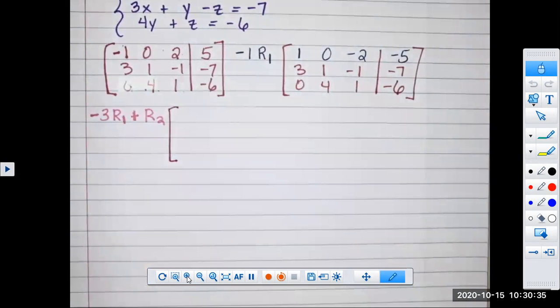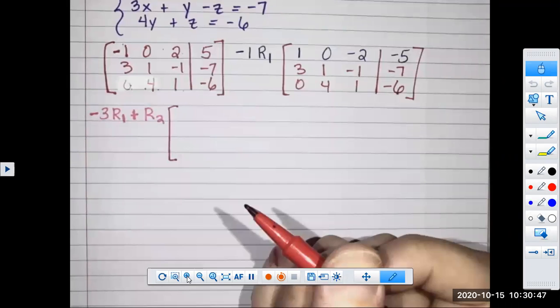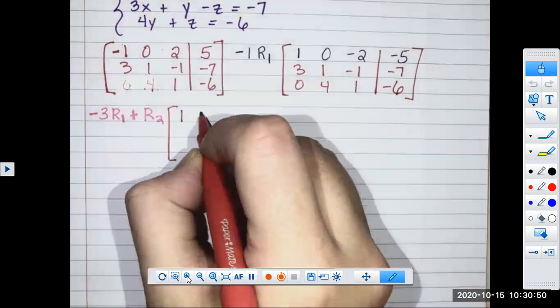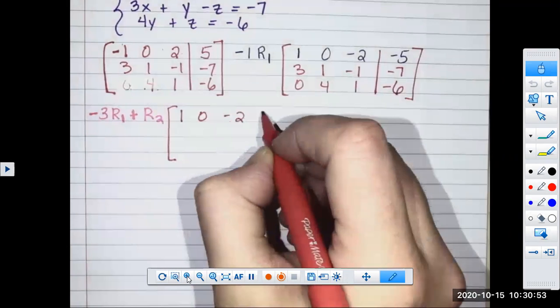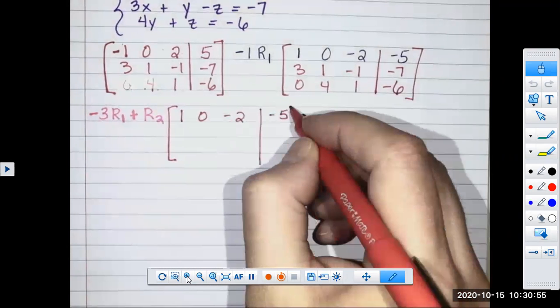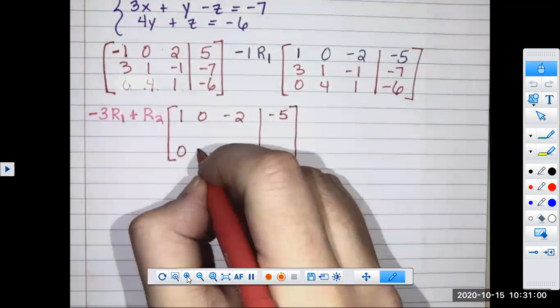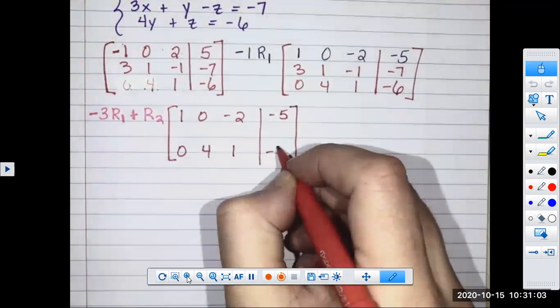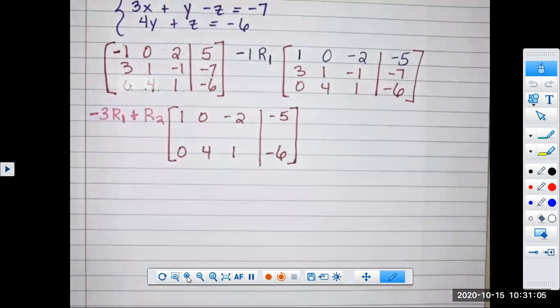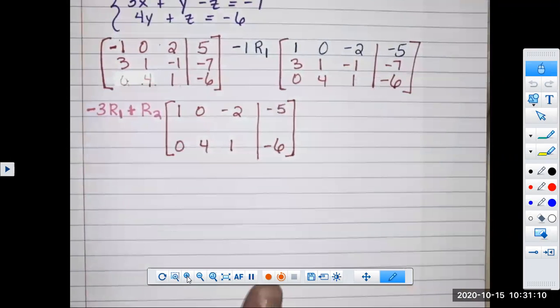You have to be really careful here. Even though we're multiplying row 1 by negative 3, row 1 does not change. The only row that changes is the one you're adding to, if that makes sense. So I'm going to bring over row 1, which is 1, 0, negative 2, negative 5. And I'm going to bring that third row down as well. Okay, so this is the part that you need to be able to do in your head, or else you're going to have to go out to the side and do extra work.